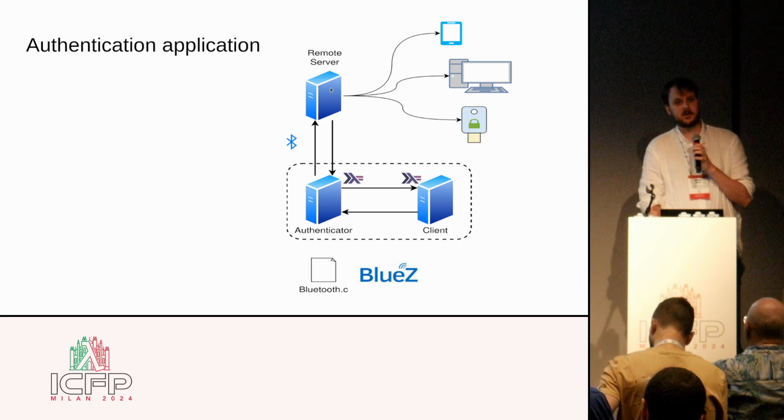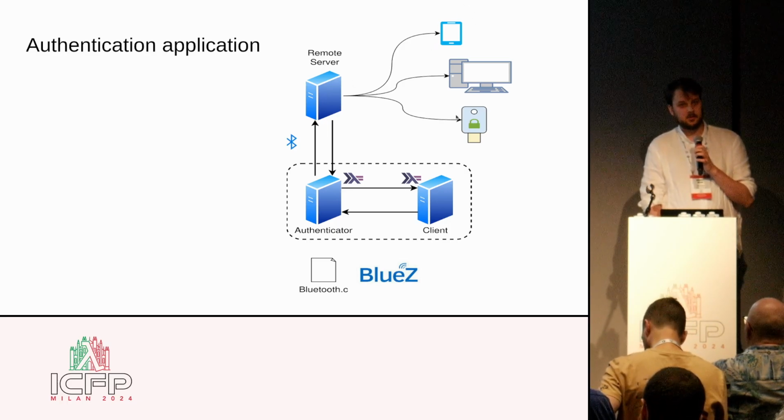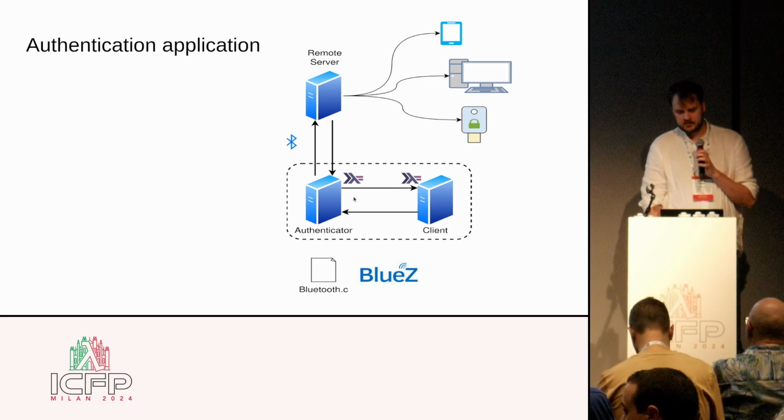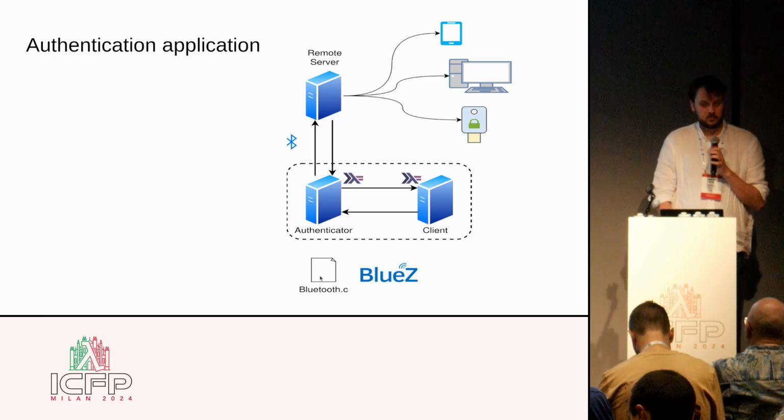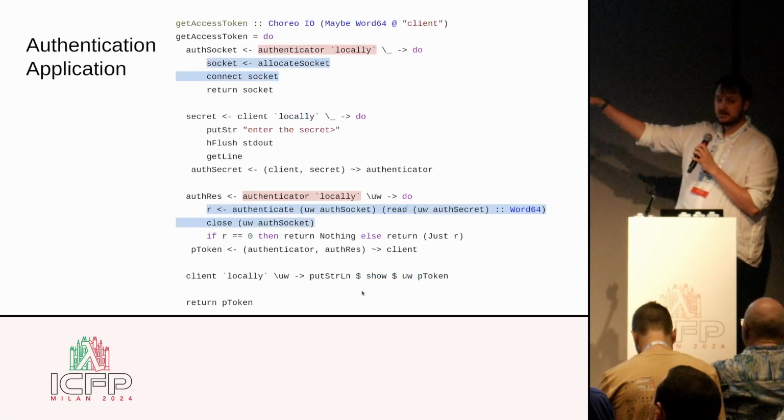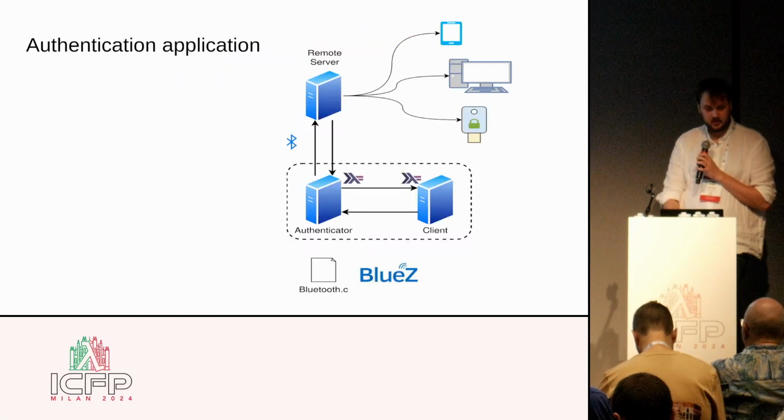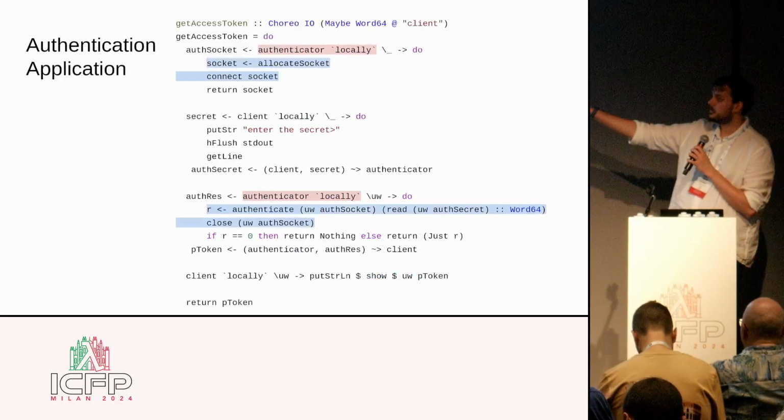Now the server will verify that the user who got the code is actually the client here, and then you can get an access token back. The authenticator is doing this via Bluetooth. I'm using the BlueZ Linux stack to access the Bluetooth chip on my computer. You don't have to read all of this code. This is the whole code for the choreography here. The blue parts are Bluetooth code.